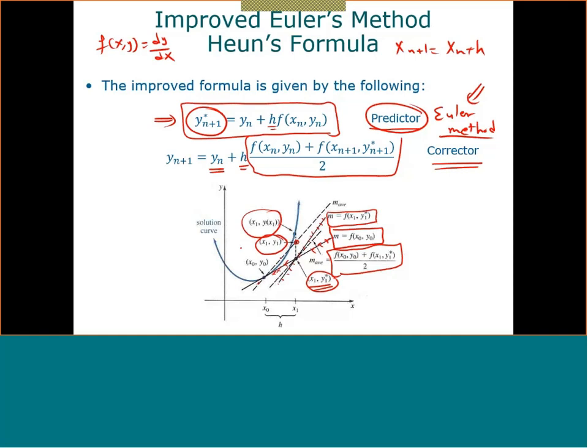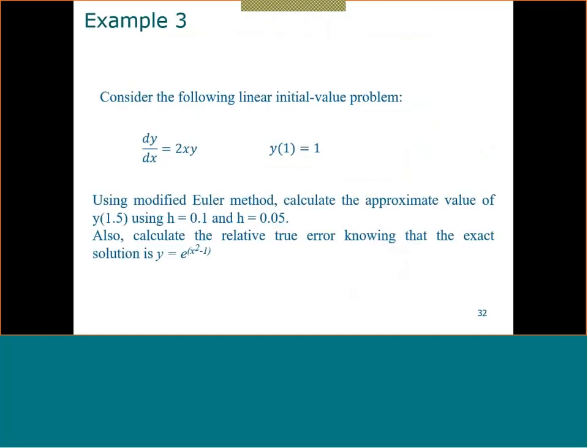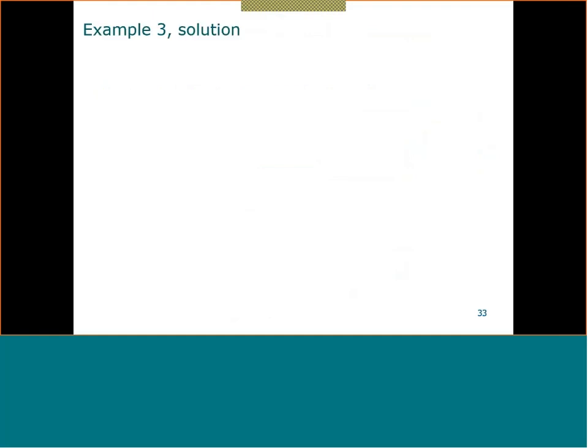Okay, so let's have an example, and with this I will end my today's lecture. So what I will do, I will solve the same problem that we did before. This is just the same problem we did before, but now instead of using the Euler method, I will use the modified Euler method, and I will use x equal to 0.1 and h equal to 0.05, and we want to find the relative true error as we did in the previous one. Okay, so we will have here h equal to 0.1.